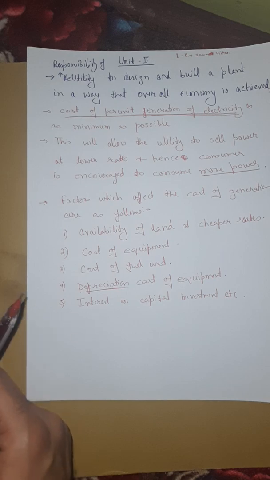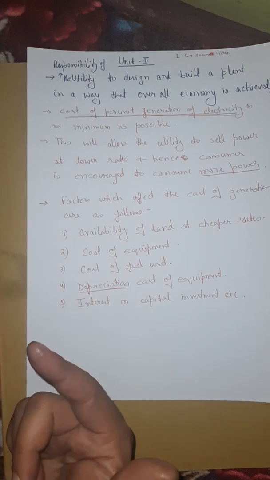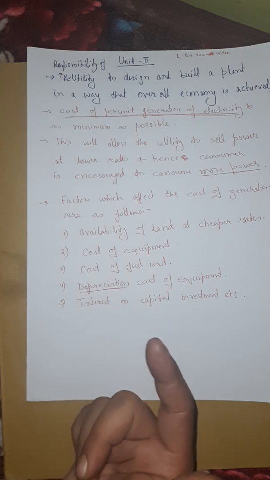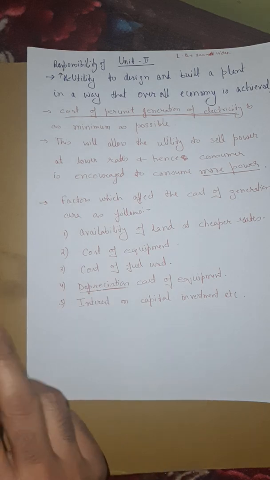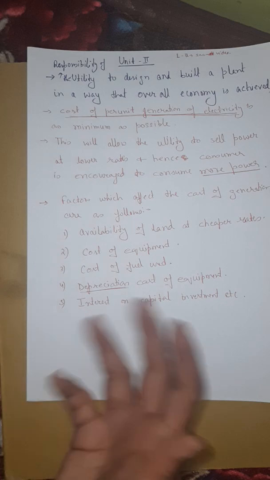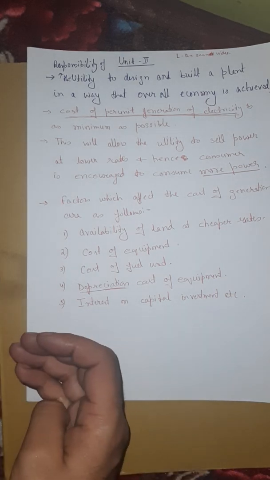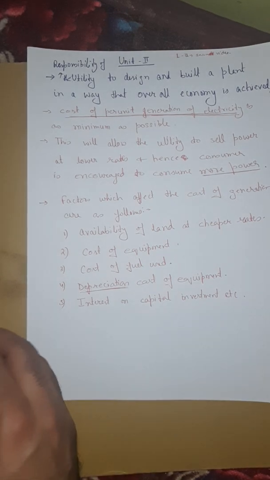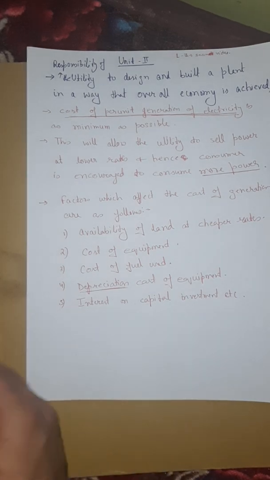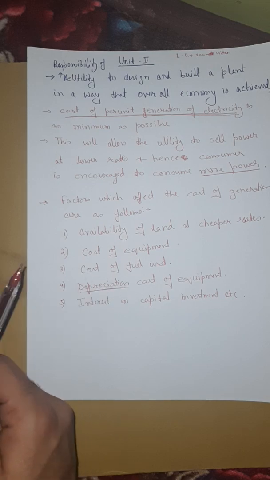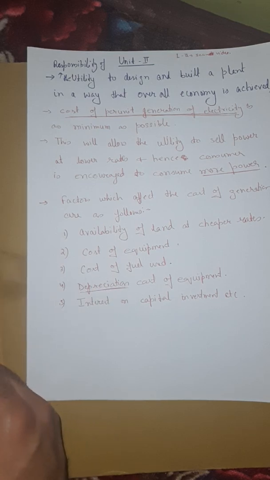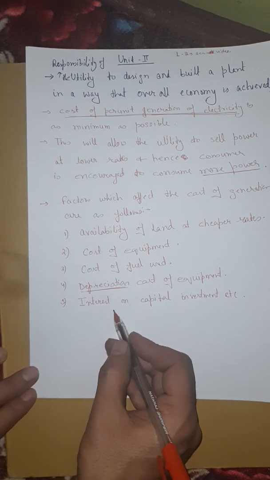So there are two ways. Number one, the company will utilize its own money to construct a power plant, and number two, the company will take loans from various funding agencies or financial institutions like the World Bank, state government, central government, or some nationalized banks or private banks. These banks or financial institutions will give you some money, but they will charge some interest on that money.